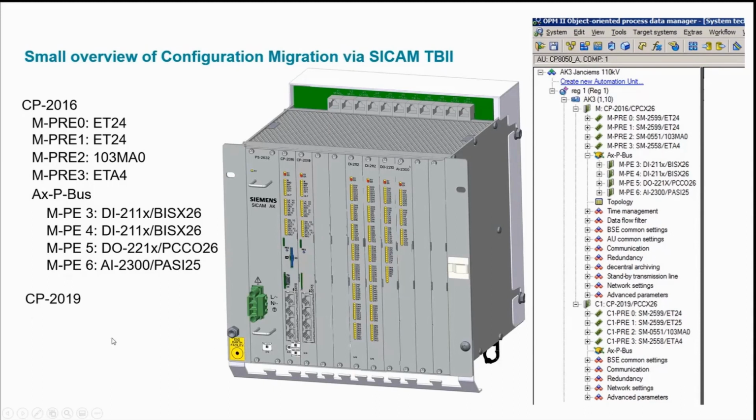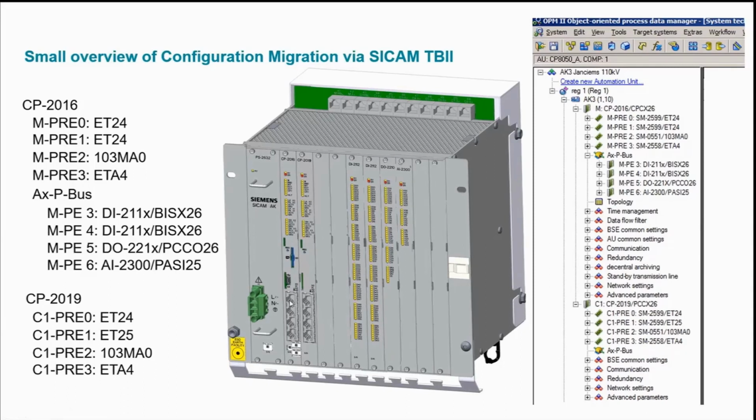You have also a CP 2019 communication processor equipped with firmware for 104 in the protocol 0, firmware for 650 in the protocol 1, firmware for 103 in the protocol 2, and firmware for 104 in the protocol 3.